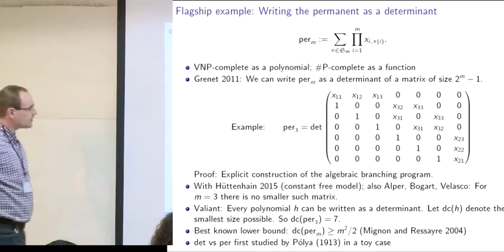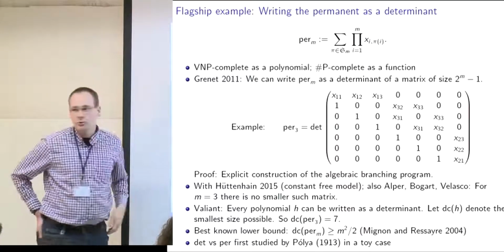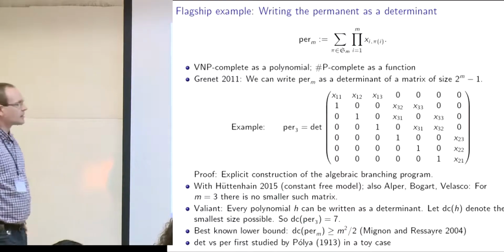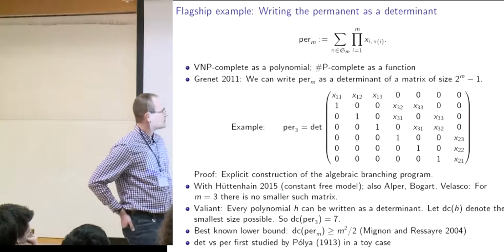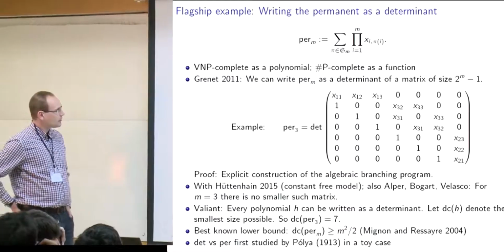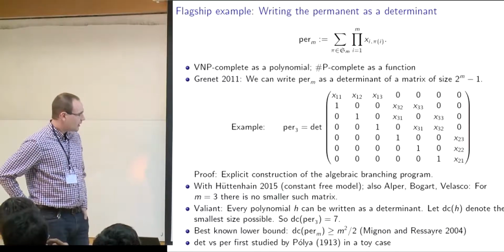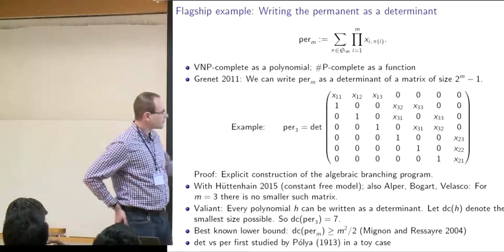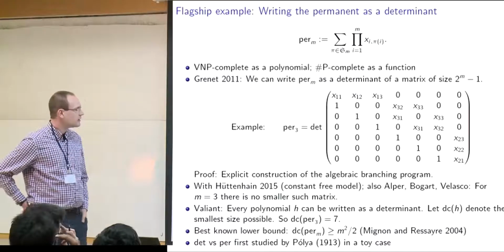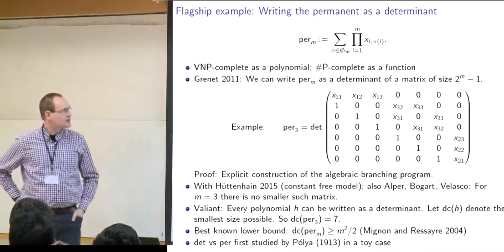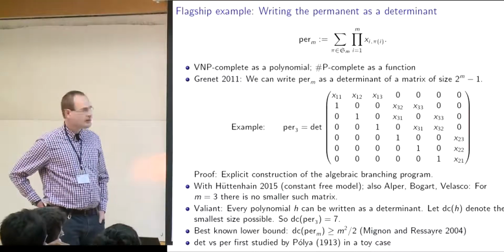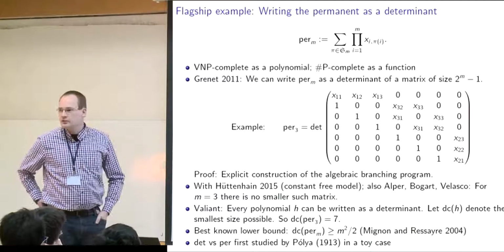And the proof that he gives is an explicit construction of an algebraic branching program of that size. And from there you get exactly this matrix, and the matrix has only zeros and ones and variables, right? That's what you get out of his construction. And with Hüttenhain, in this specific constant-free model, we asked ourselves, is this optimal? So can you get the 3x3 permanent maybe as a smaller matrix, just having zeros and ones and variables? We calculated it.